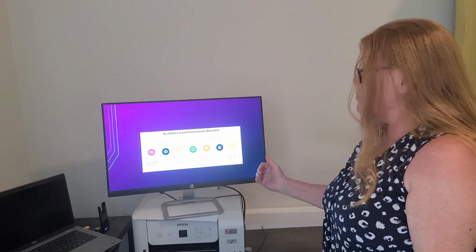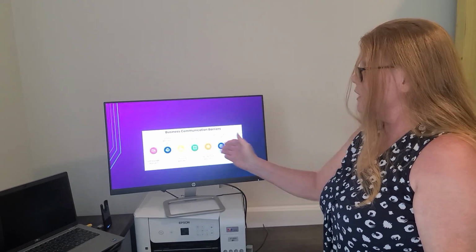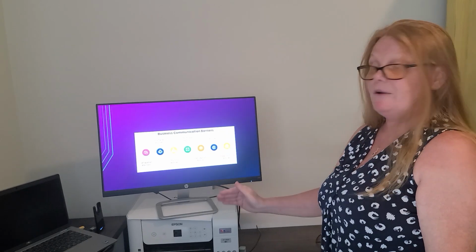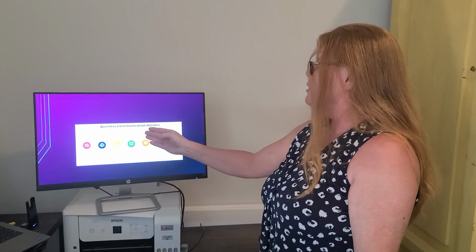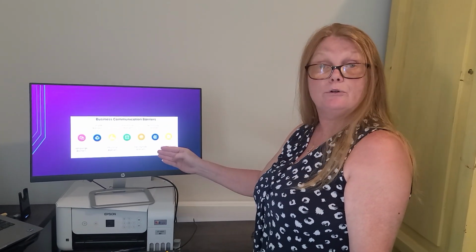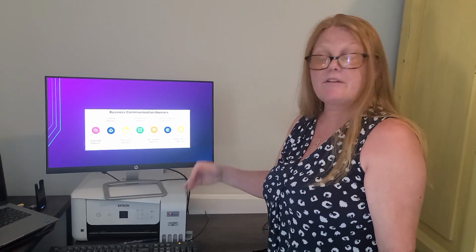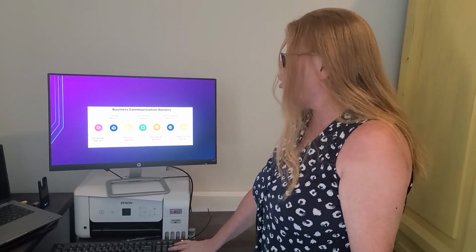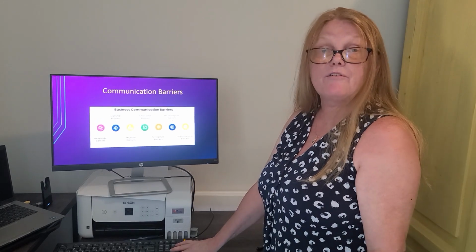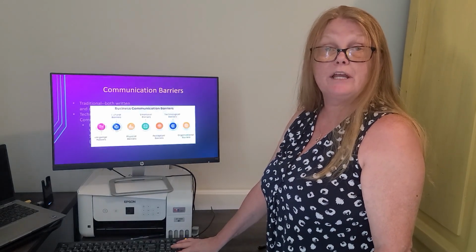You've got your business communication barriers, which are language barriers, cultural barriers, physical barriers, emotional barriers, perceptual barriers, technological barriers, and organizational barriers. This is something that is predominant in all businesses, of the types of communication barriers you will have.